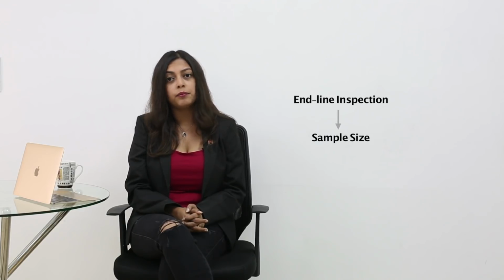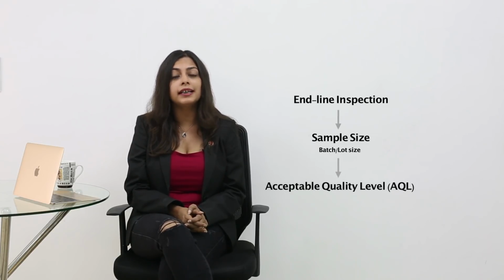The last inspection stage is known as end-line inspection. In this, the manufacturer places a table at the end of the line where every garment coming out of the production process is inspected for defects and damages. It is generally done for 100% of the garments. In cases where 100% inspection is not done at this stage, the sample size is determined based on the batch size or lot size.